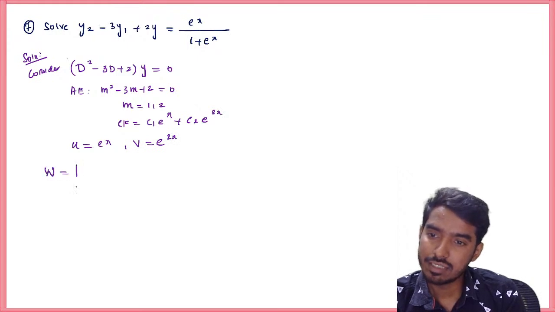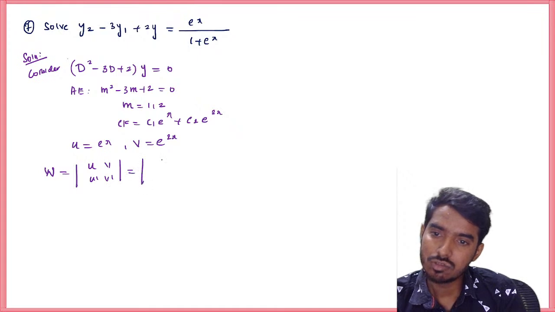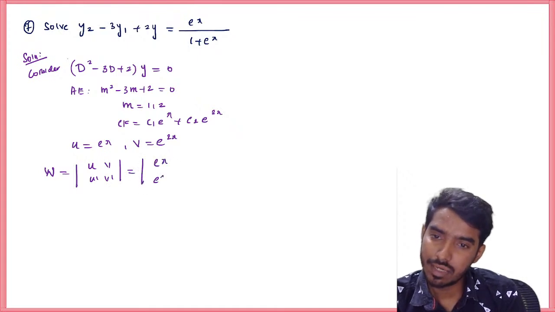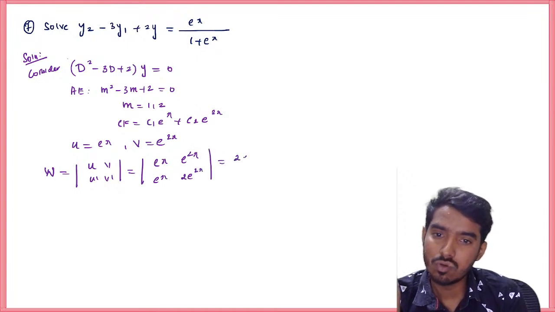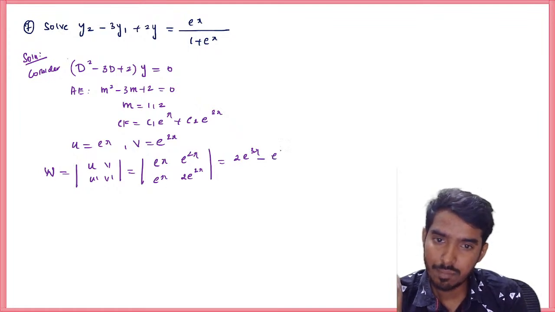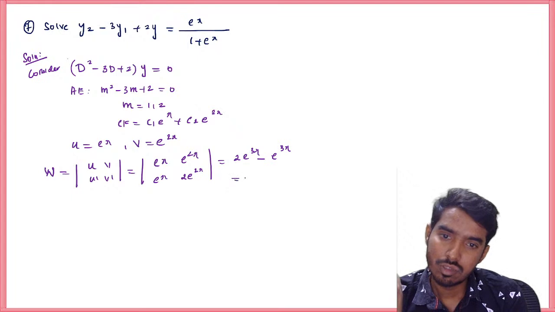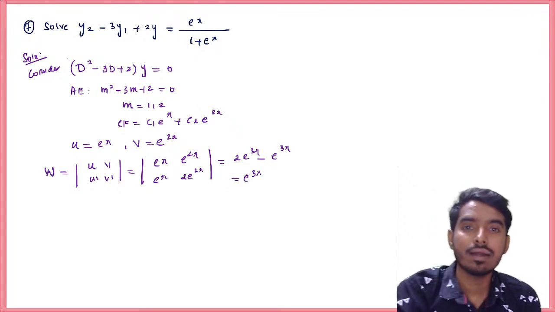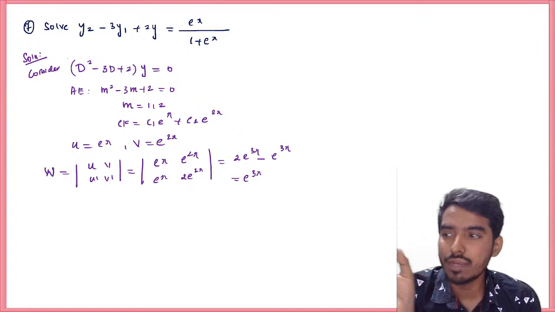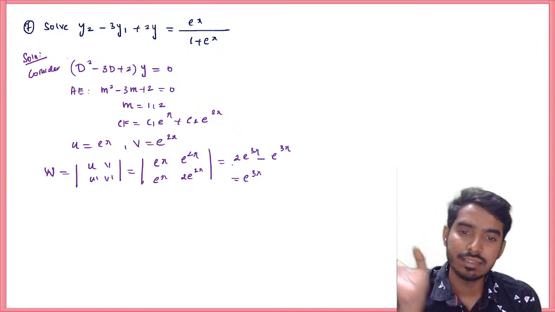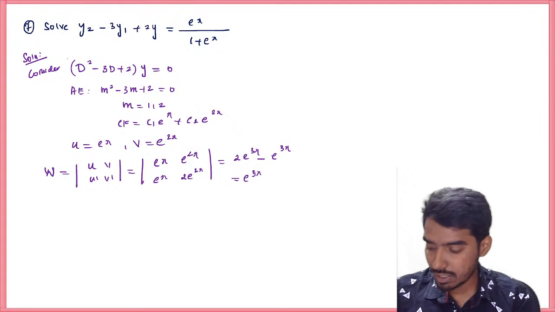So what about the Wronskian? u, v, u dash, v dash. So u is e power x, its derivative is e power x again, e power 2x, 2 e power 2x. To expand this, you will have 2 e power 3x, right? 2 e power 3x minus e power 3x. So we will have e power 3x is your Wronskian. Right? If you multiply this, I'm just adding the powers, 2x plus x. So e power 3x is your Wronskian.